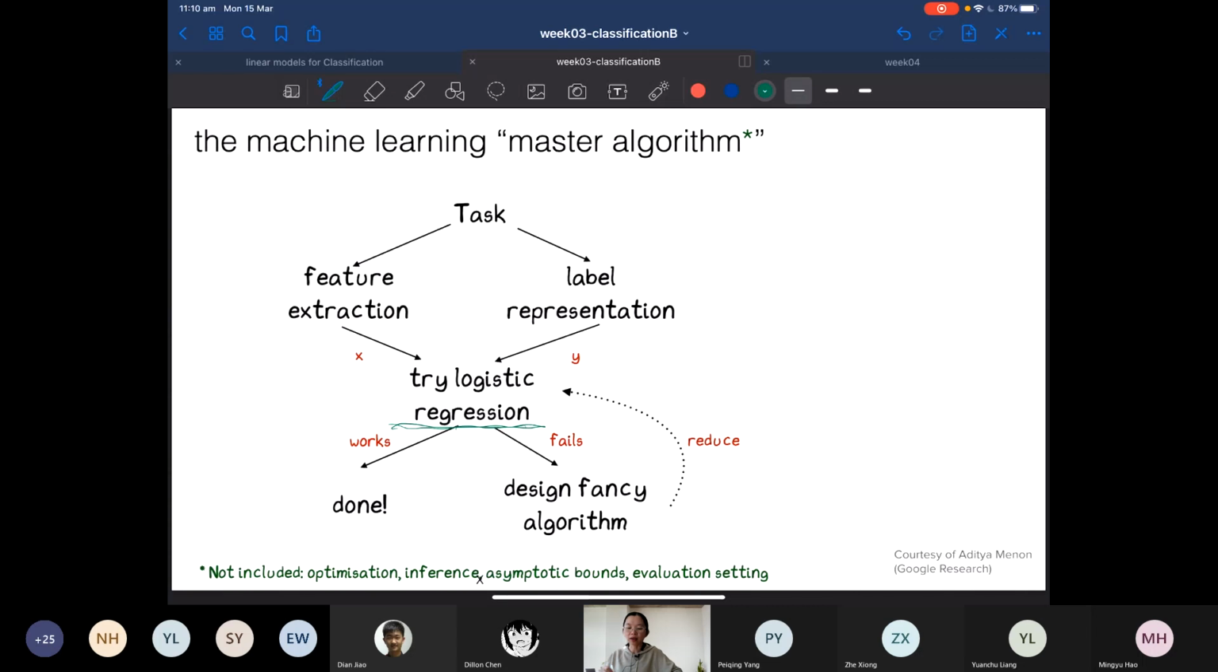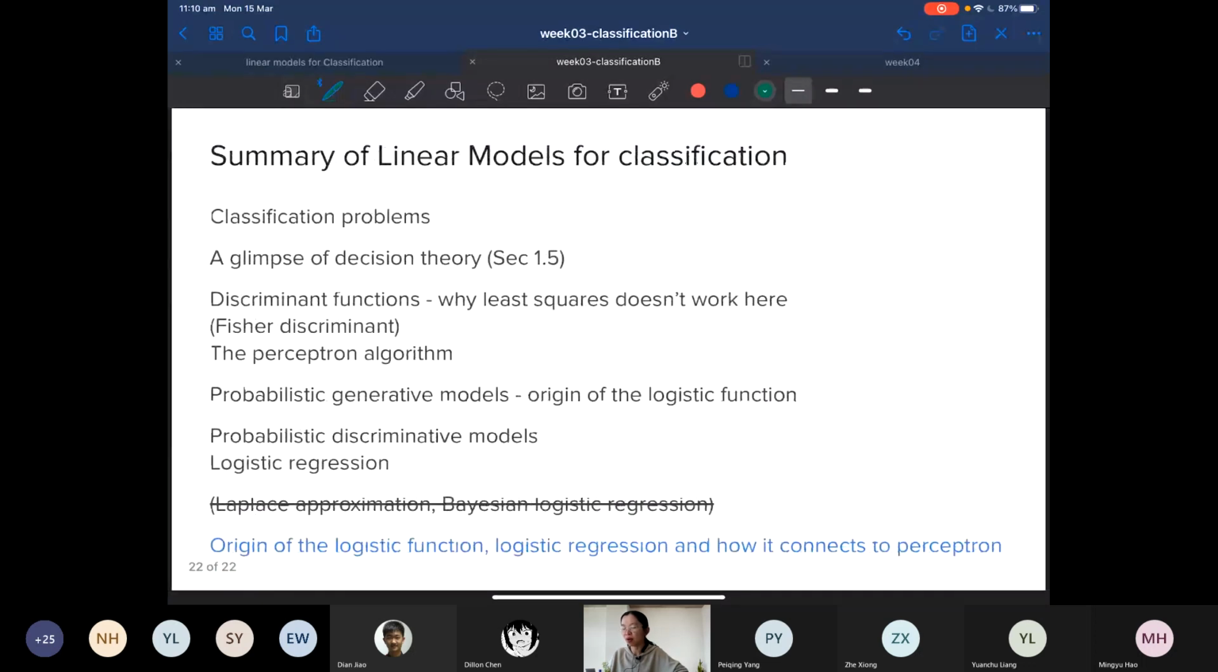If the logistic regression fails, then we design a fancy algorithm to tackle your problem. Or better still, reduce your problem, transform your problem so that we can try logistic regression again, such as putting inputs through basis functions and so on. So of course, these are practical. This is mostly for practices or applications of machine learning. We didn't discuss how you optimize and do inference, and we didn't say anything about asymptotic bounds or theoretical guarantees or what your evaluation setting is. You should take all of that into account, all right?